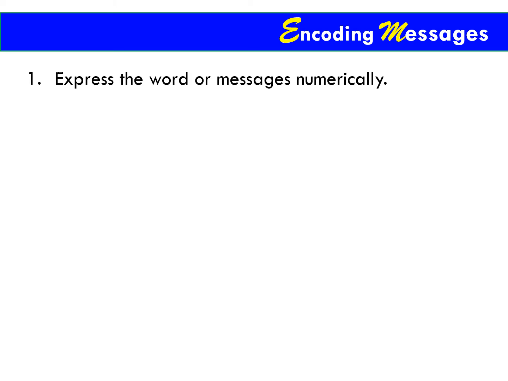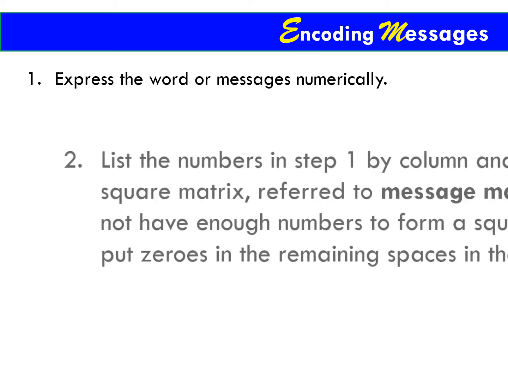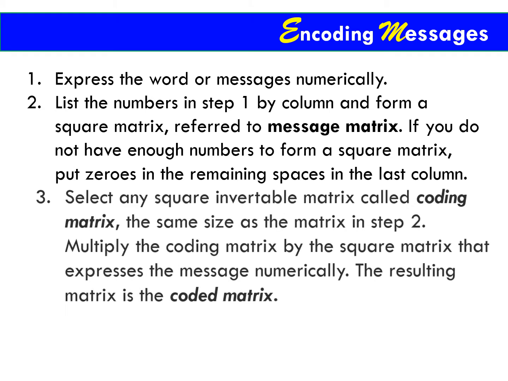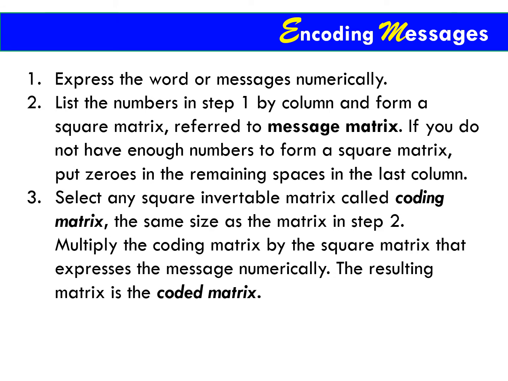To use matrices in encoding secret messages, our procedure is as follows. First, encode the word or message numerically. Second, list the numbers in step 1 by column and form a square matrix. This is referred to as the message matrix. If you do not have enough numbers to form a square matrix, put zeros in the remaining spaces in the last column. Third, select any square invertible matrix called the coding matrix, the same size as the matrix in step 2.